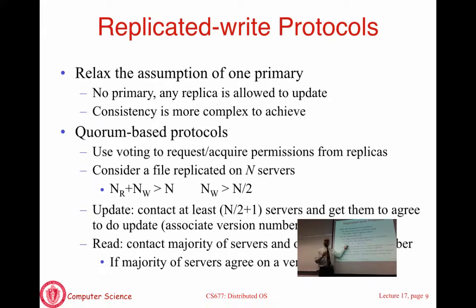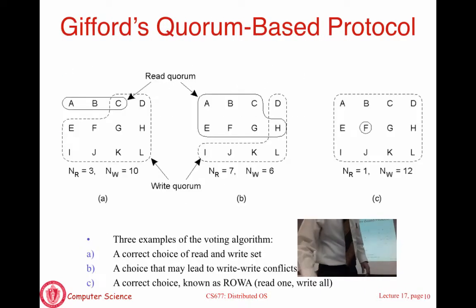So in this protocol that I'm going to talk about, the write quorum has to be greater than half the number of servers. So you want a strict majority. You always want to send a write to greater than half the number of servers. And you can pick the read quorum any way you want, so long as N_R plus N_W is strictly greater than N, which is the total number of servers in your system. So when you make an update, you contact at least N/2 plus 1, which is N_W servers, and get them to agree to do the update, which is to increment, let's say, the version number and so on. And when you do a read, you contact N_R servers, and they all have to agree. I'm going to explain this with examples, so all of this is clear.